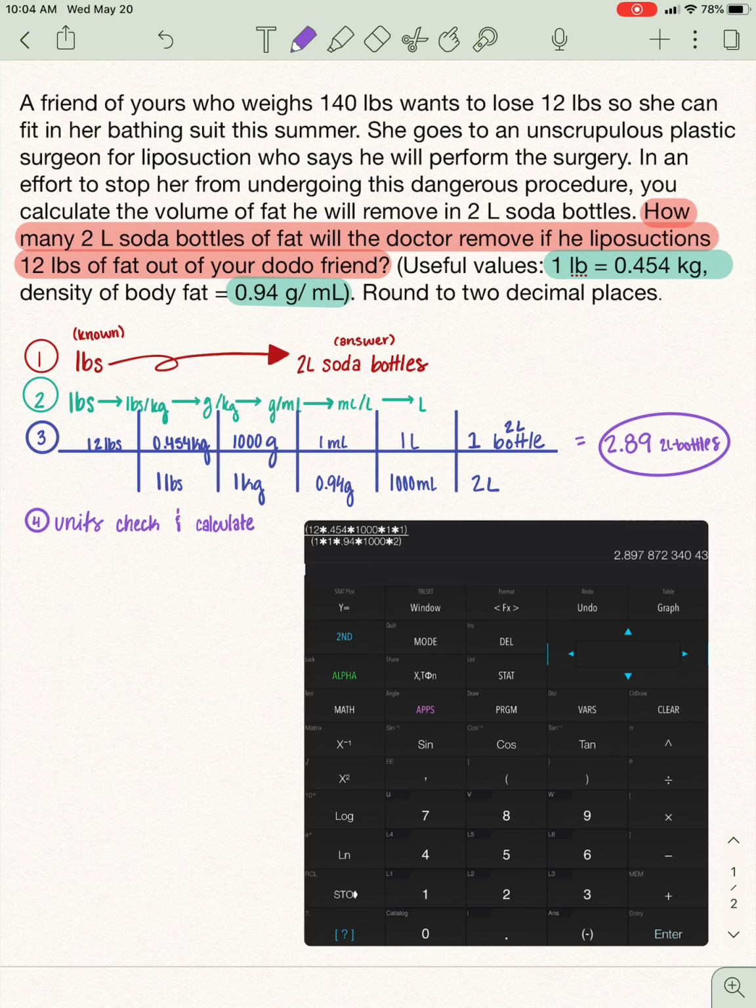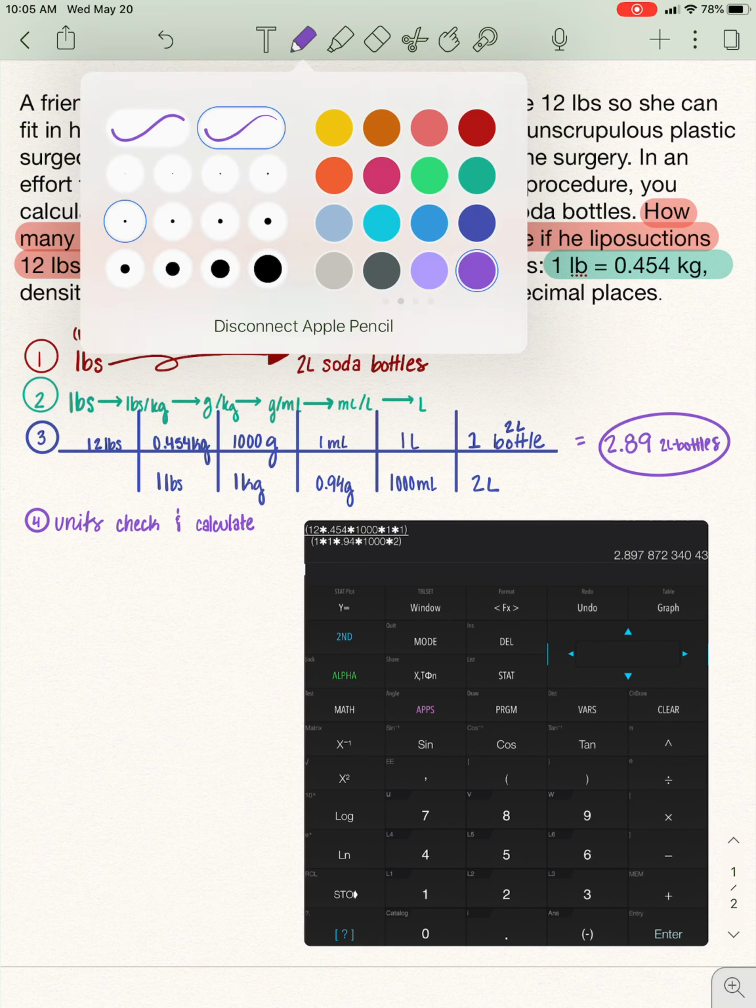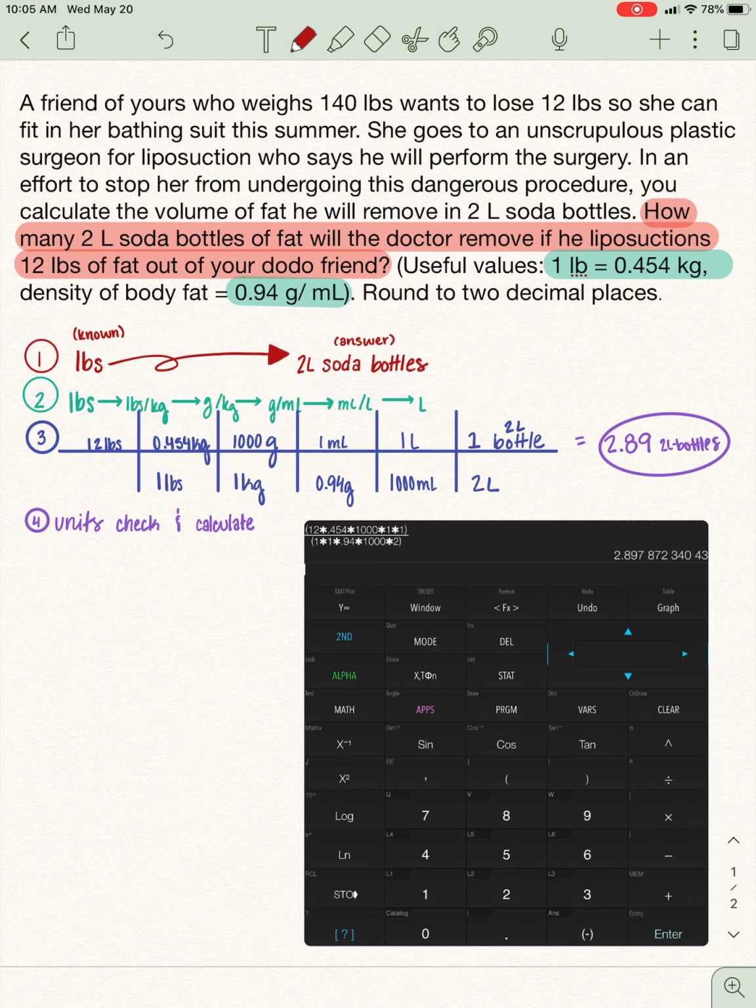Okay, so the first step in this problem is to write down what we know and also what we're trying to get to. I highlighted the question in red so that I could see what I know and what I'm trying to report my answer in. I know that he's trying to remove 12 pounds of fat, so I write that here. And I'm trying to figure out what that is in 2-liter soda bottles, so I write that there.